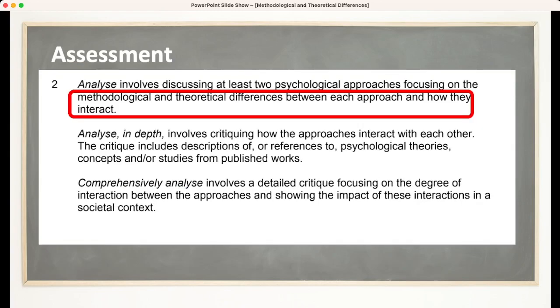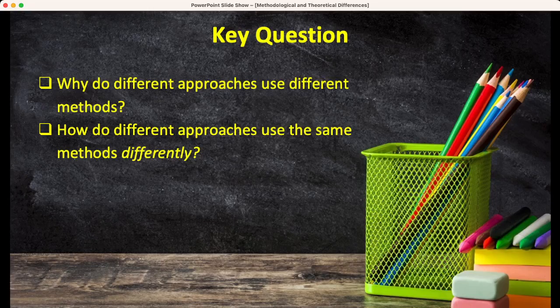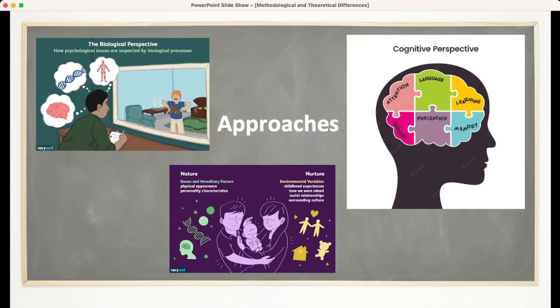So under the analyze, which is the achieved criterion, you have to focus on the methodological and theoretical differences between each approach. All right. So what we're looking at here is understanding why different approaches use different methods, and sometimes different approaches use the same methods but differently. Let's have a look what I mean by that. Firstly, let's recap what the approaches are.